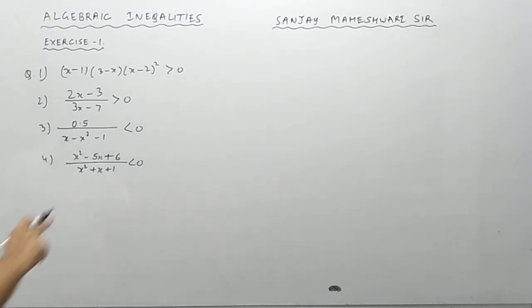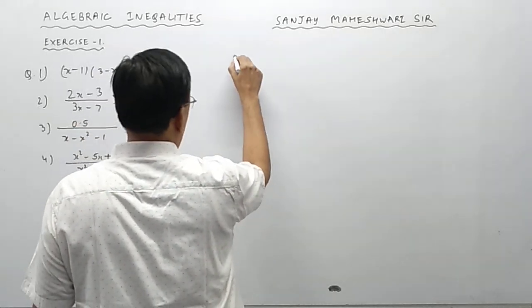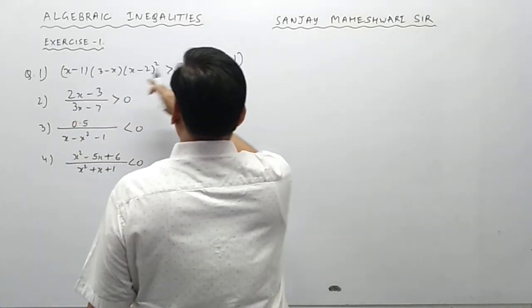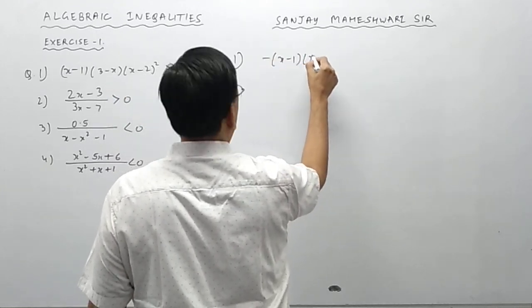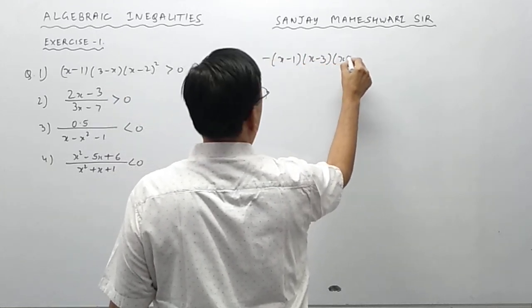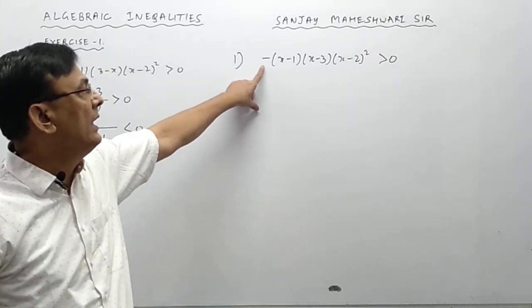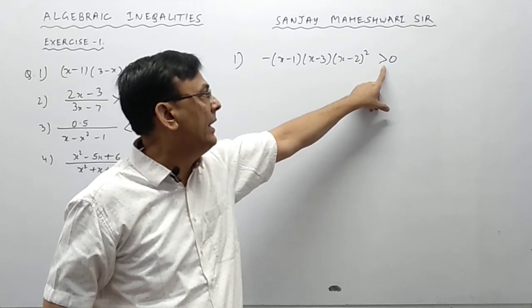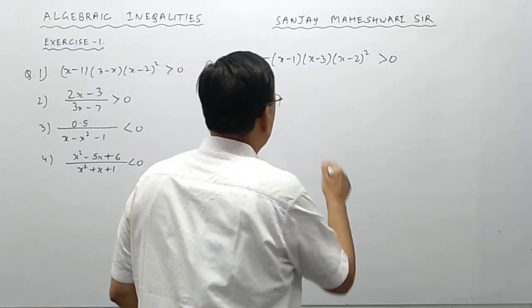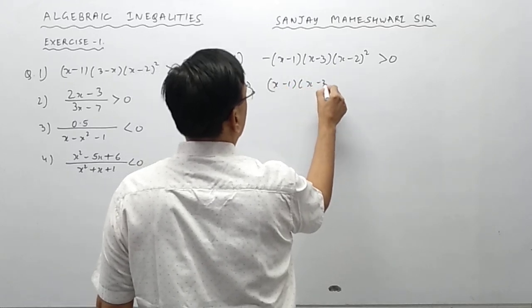x minus 1, x minus 3, x minus 2 square greater than or equal to 0. So we will take out minus common. And if you remove this negative sign, this inequality sign will change. It is greater than 0 right now, it will become less than 0. So in the next step we can write it like this.